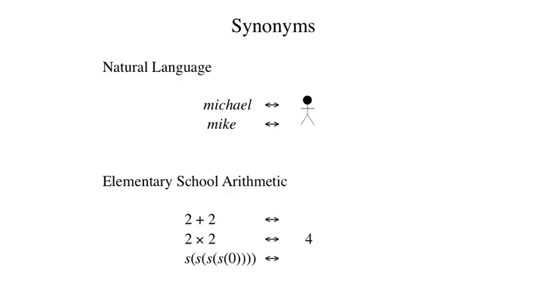In natural language, we often find it convenient to use more than one term to refer to the same real-world object. For example, we sometimes have multiple names for the same person, like Michael and Mike. And in elementary arithmetic, we frequently use different terms to refer to the same number: 2 plus 2, 2 times 2, s of s of s of s of 0, and so forth.